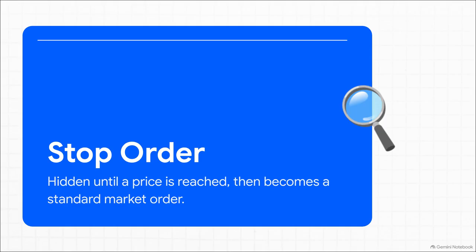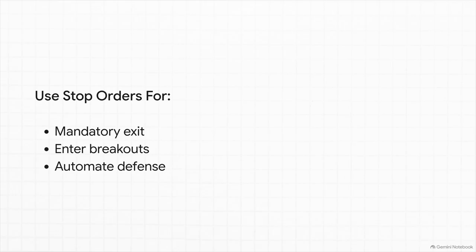What's so brilliant about this is that it stays completely hidden from the market until your specific pain threshold price is breached. The vital mechanic to understand here is that once that trigger hits, it automatically morphs into a standard market order. It completely abandons all price sensitivity because its one and only goal is to get you out of that burning building immediately. So the core takeaway for your risk management rules is non-negotiable.